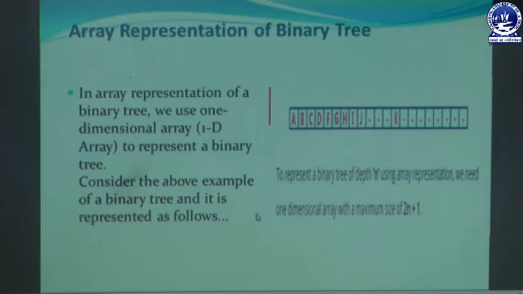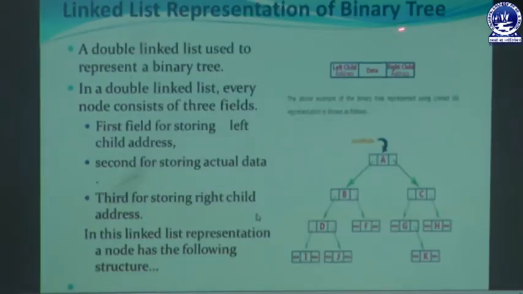Next we will see the linked list representation for a binary tree. In a binary tree, a doubly linked list is used to represent it. We know that in a doubly linked list every node has parts. You can see here, one is your data part, one is your prev part and one is your next part. The prev part will point to the left child of this node, and the next part will link to the right child of the binary tree.